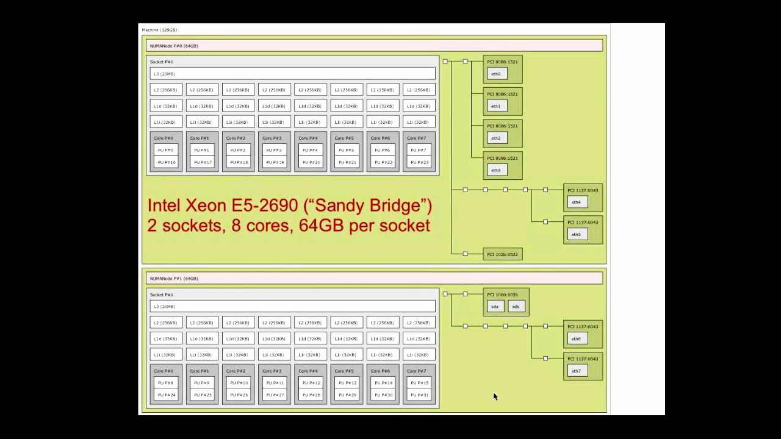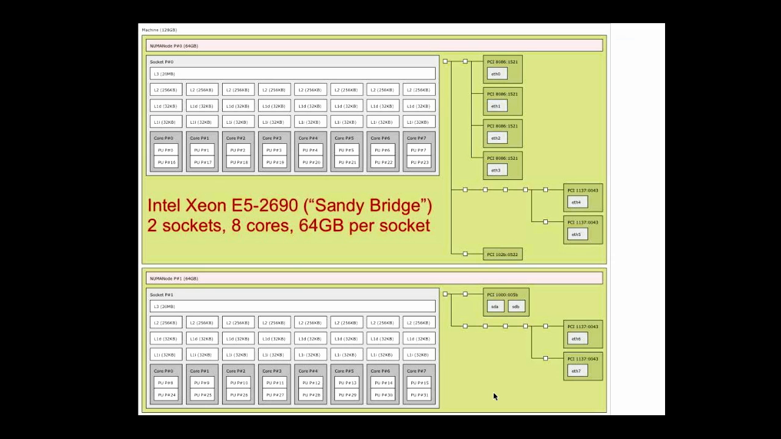So this is a picture from HWLoc. If you don't know HWLoc, it's a sub-project of Open MPI that draws pretty pictures like this of the topology of your server. It does pretty print, it does PDFs, it does JPEGs, it does XML. It's a wonderful little Swiss Army knife of showing you the topology of your server.